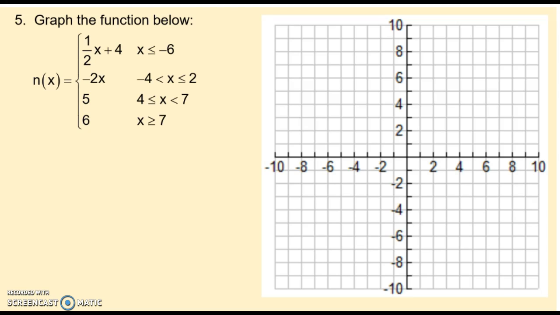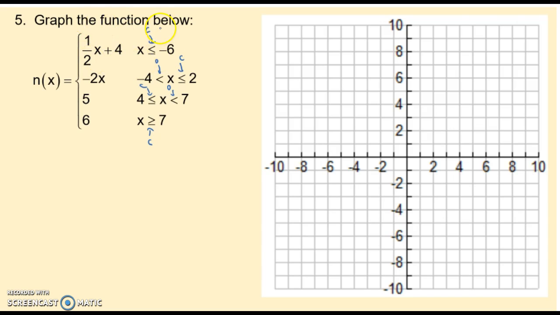All right, n of x, we've got it defined in 4 pieces. 1/2 x plus 4, when x is less than or equal to negative 6. We've got it as negative 2x between negative 4 and 2. We have it as 5 between 4 and 7, and equal to 6 when x is greater than or equal to 7. So again, my first step, I'm going to label these guys as open or closed, so I know when I'm evaluating what kind of circles I'm going to use. And now I want to look at each piece individually.